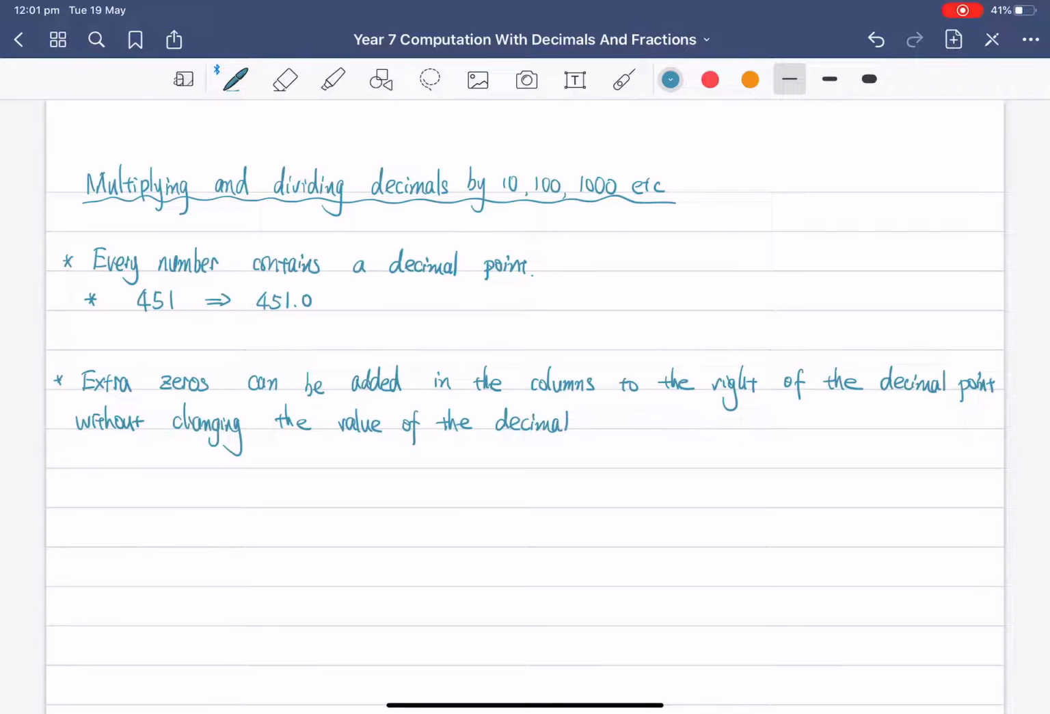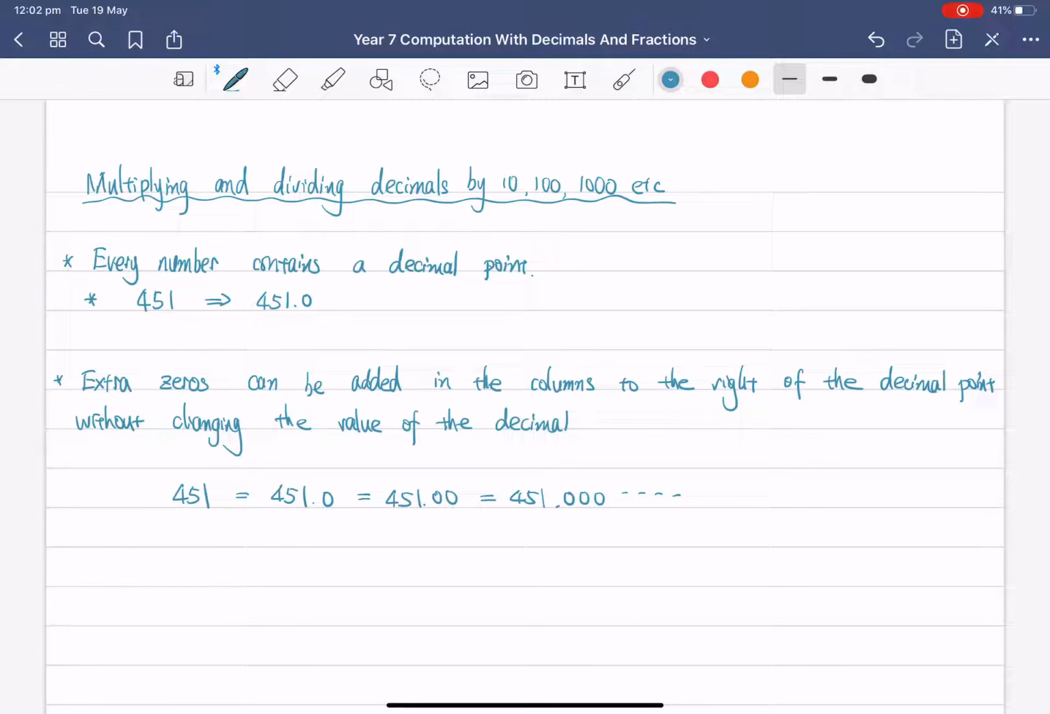So that means, for example, the previous question, 451 is actually equivalent to 451.0, and is equal to 451.00, and is equal to 451.000, and goes on, right?